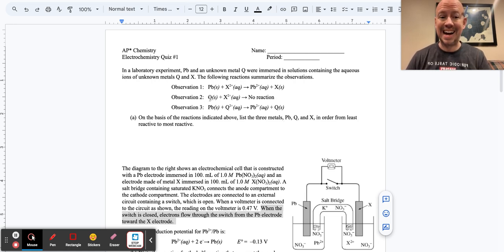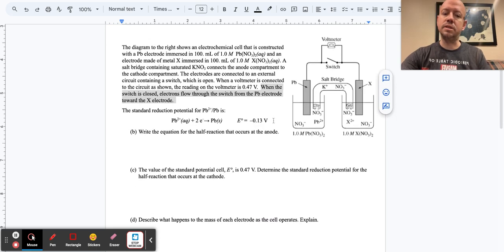Q right here cannot lose its electrons or cannot react with element X. That means that it is very, very unreactive. So by process of elimination, we know that Pb has to be the most reactive because it can react with both of the others. But since Q can't even react with X, it has to be the least reactive. This one's worth 2 points. If you got the order Q, X, Pb, that was a 2 out of 2. If you got some of those right relative to one another, maybe X and Q in the right order, or Pb relative to one of the others as the most reactive, that got you a 1 out of 2.